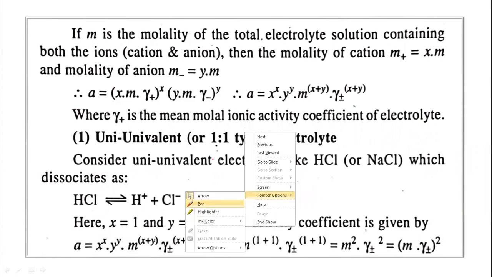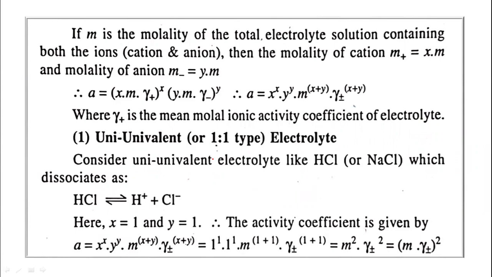Now let us apply this expression to particular electrolytes. The activity is equal to x raised to x into y raised to y into m raised to x plus y and gamma plus minus raised to x plus y. The first type of electrolyte is the univalent type. Univalent means the number of cations is 1 and the valency of the cation is 1. This type of electrolyte is also called the 1s1 type of electrolyte.